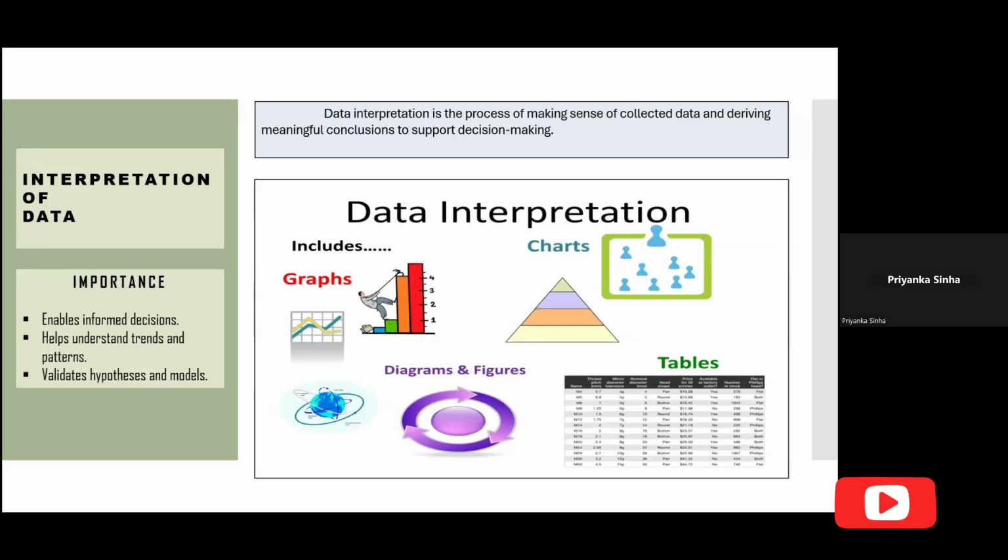Interpretation of data. Data interpretation is the process of making sense of collected data and drawing meaningful conclusions to support decision making. We interpret data through tables, diagrams or figures, charts, graphs, etc. It is important because it enables informed decisions, helps understand trends and patterns, and validates hypotheses and models.